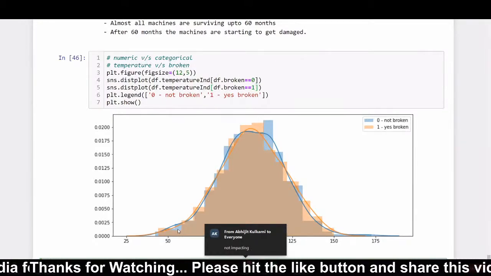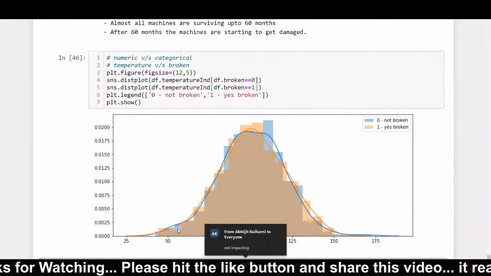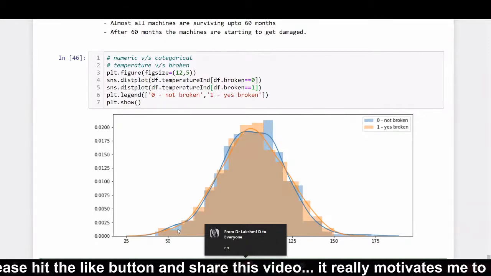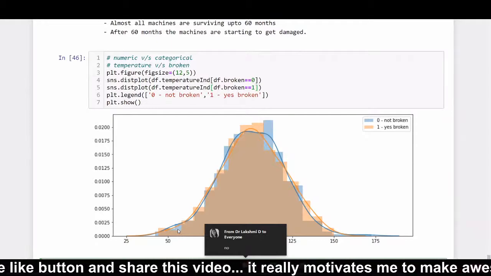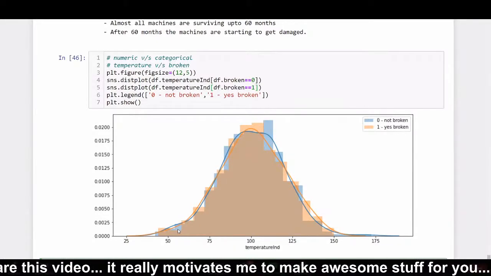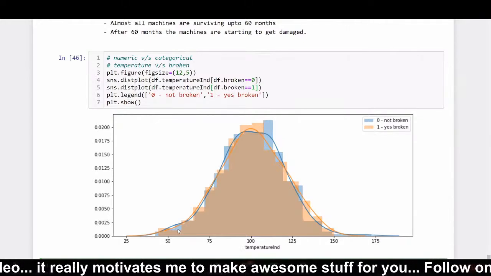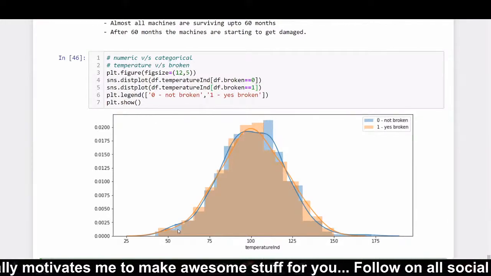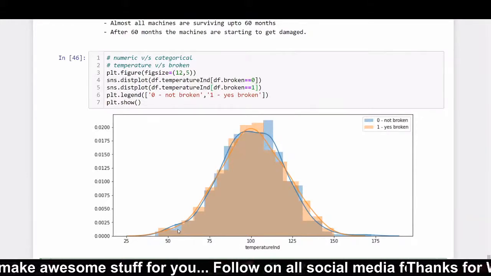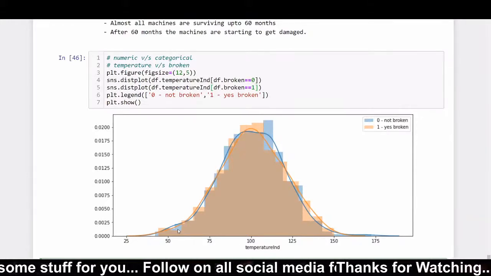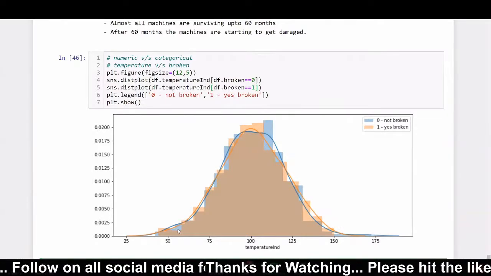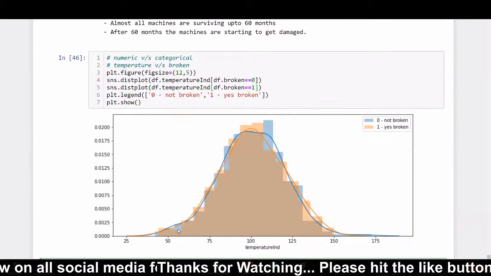So I hope all of you agree that temperature has no information to say why machines are damaged. It cannot give us any idea about why machines are damaged. Lifetime could give us an idea that those machines which are less than 5 years are not damaged, but more than 5 years are damaged. But we don't get any such information from temperature.